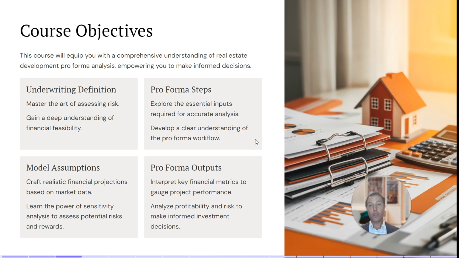And by the end, you should be able to put together your own pro forma and deal sheet that you can either present to investors, take to your internal committee for approval of a project, or use to go find a co-developer or sell a property based on your findings.